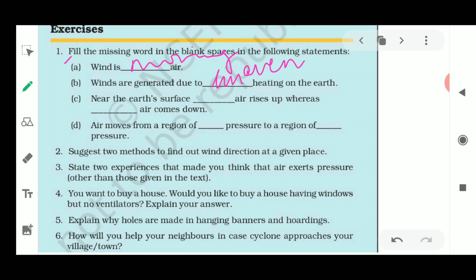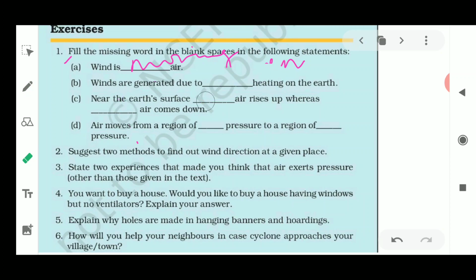Next, C: near the earth's surface, dash air rises up whereas dash air comes down. This is the third fact about air, that near the earth's surface, warm air or hot air rises up, whereas the cool air comes down. Or we can write that hot air rises up and the cold air comes down. Both will be the correct answer. It could be the warmer air rises up whereas the cooler air comes down. So all of these answers will be correct in this blank.